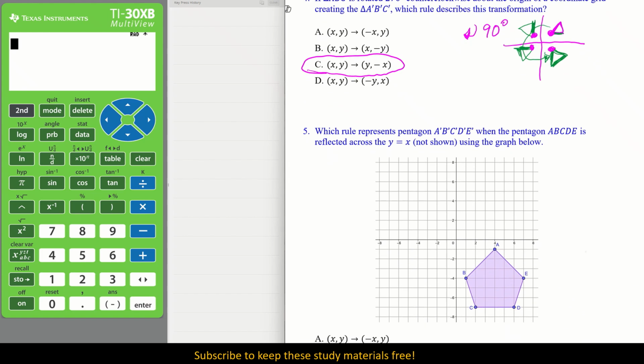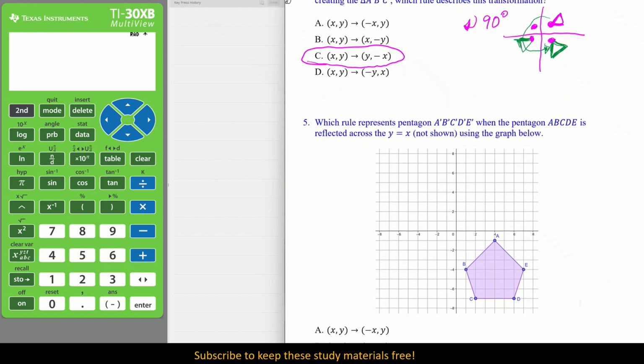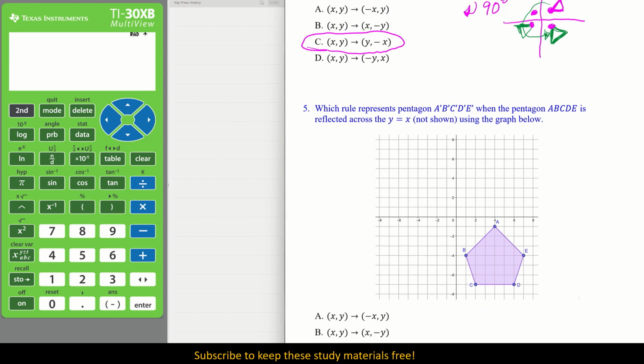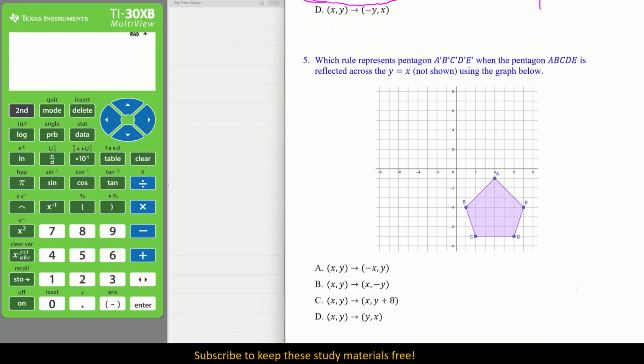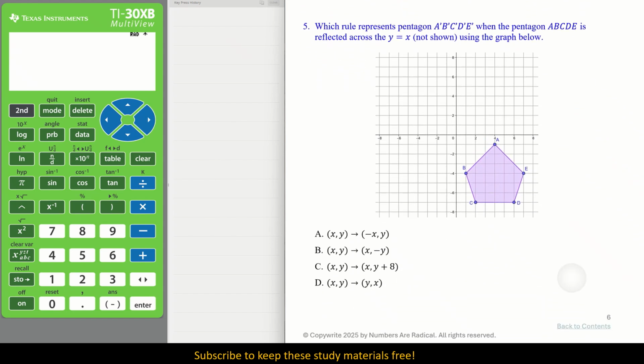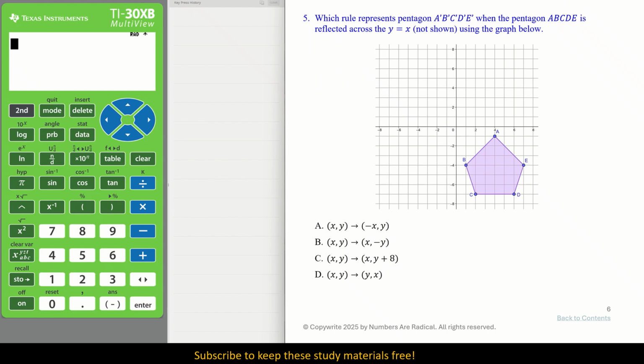Oh, you know what? I want to work with number 5 before I go on with it. Numbers 4 and 5, all these items you do teach in middle school, so it is something that you're expected to be able to deal with at the 7th grade level. All right, number 5. Which rule represents pentagon A prime, B prime, C prime, D prime, E prime? We see the original on our coordinate plane in our image.